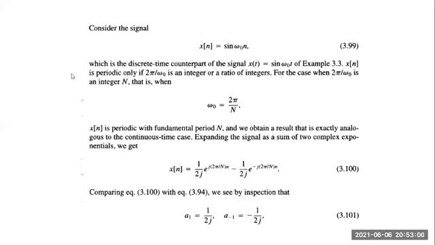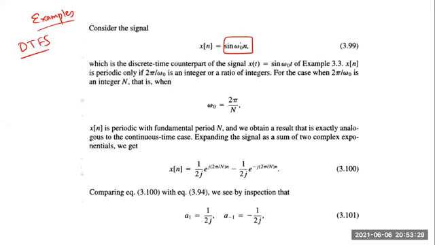Okay, now in order to understand or apply the concept that we developed about discrete time Fourier series, let's consider some examples related to discrete time Fourier series. So let's assume we have a signal x of n equal to sine omega naught n.